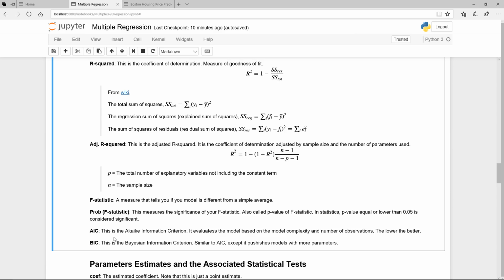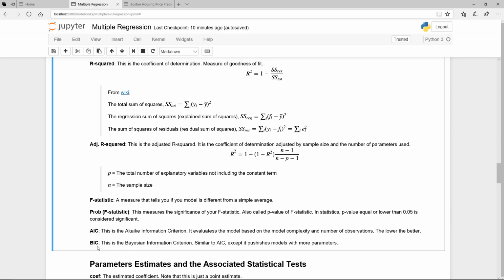The last two are the Akaike information criterion. I'm sorry, I'm not used to reading this, I just call it AIC. This evaluates the model based on the model complexity and the number of observations. The lower the number, the better it is.